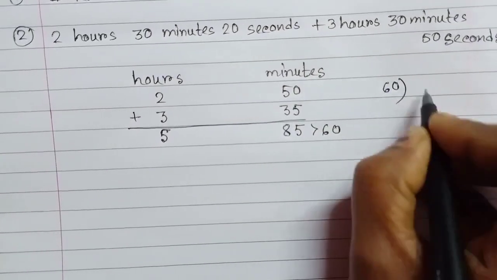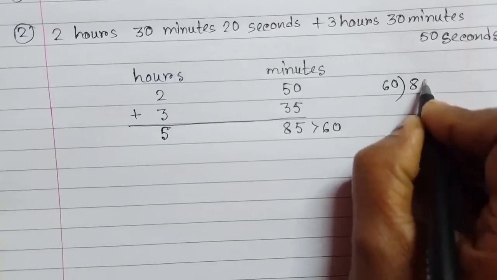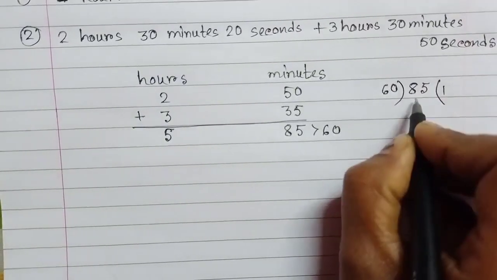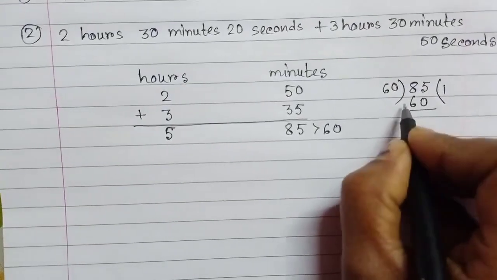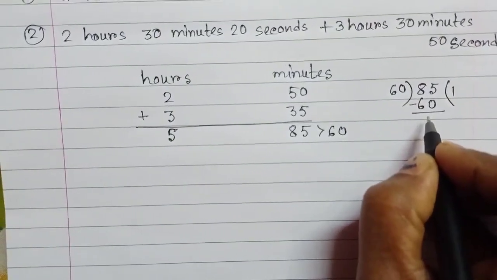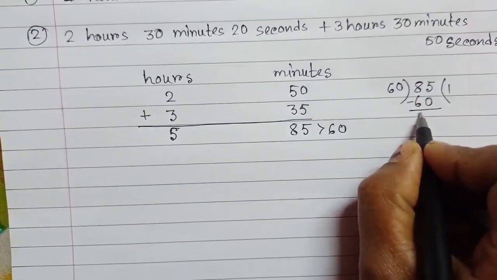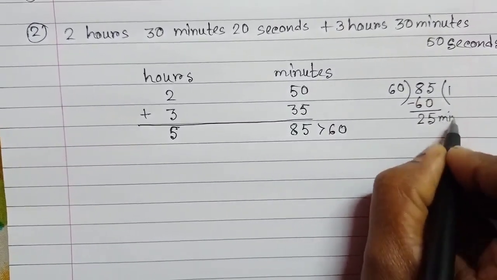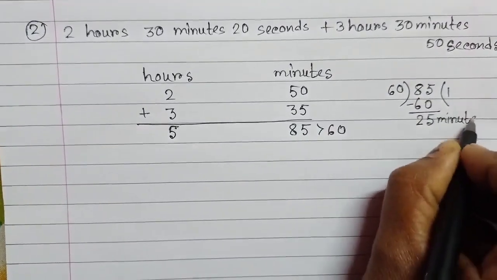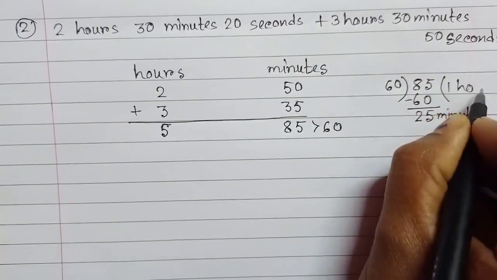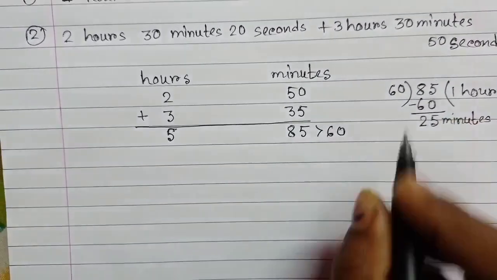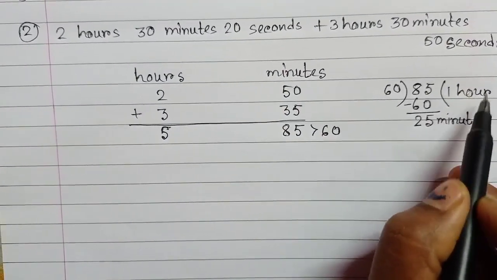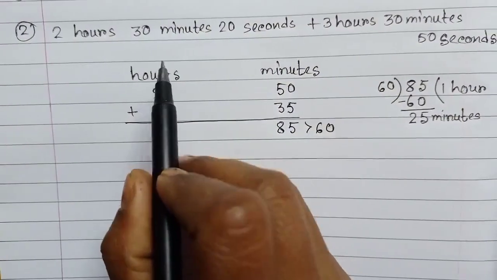Now we have to divide this number by 60. So 60 ones are 60. Here we get the remainder as 25. So 25 minutes, 1 hour. Clear? So we have to carry 1 hour to the place of hours.